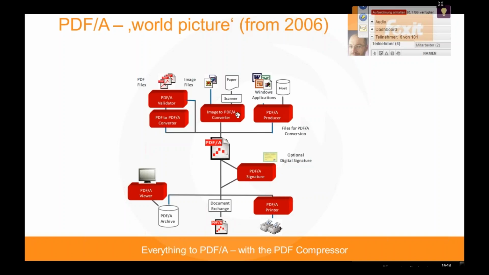So when you have scanned paper, you can convert this to PDF/A. If you have your internal documents or your output documents, you can convert those to PDF/A. If you receive documents, like email is the best example, everything can become PDF/A, and this gives you a solid foundation, a solid basement where you can build up your workflows, your archive system, your document management system.